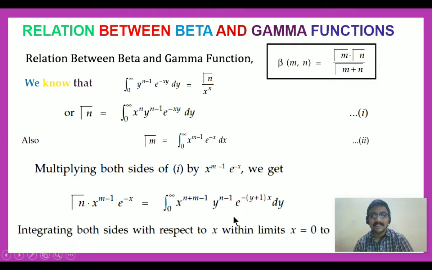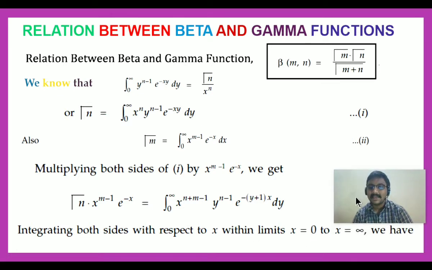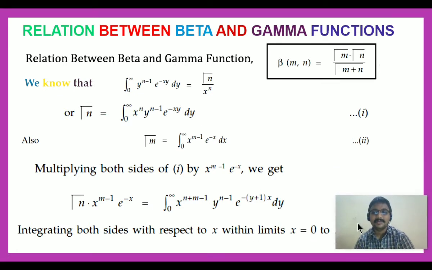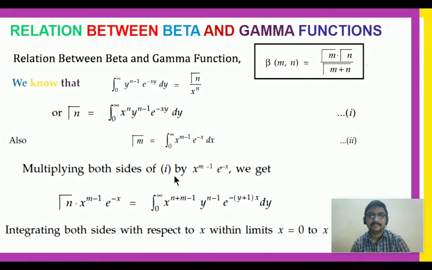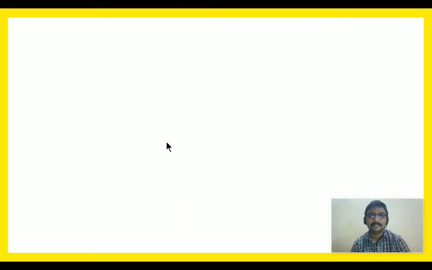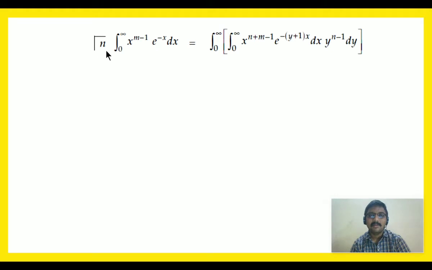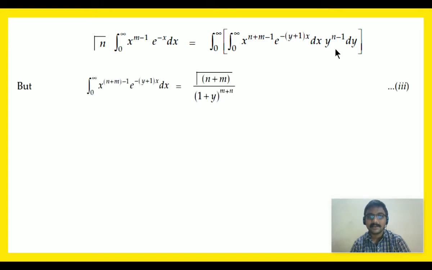Now taking the integration with respect to x on both sides under the limits x varies from 0 to infinity, we have gamma of n times the integral from 0 to infinity of x power m minus 1 e power minus x dx is the integral from 0 to infinity, integral from 0 to infinity of x to the power of n plus m minus 1 e power minus (y plus 1) x dx times y to the power of n minus 1 dy.